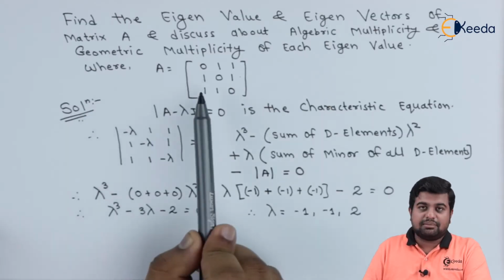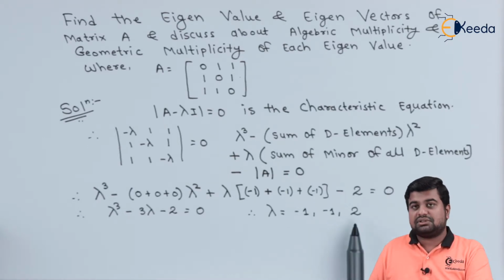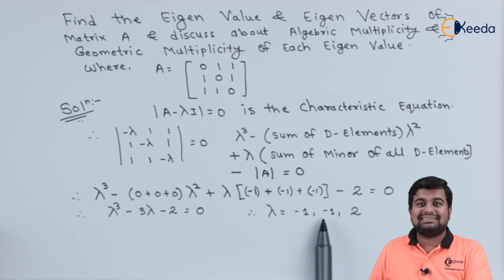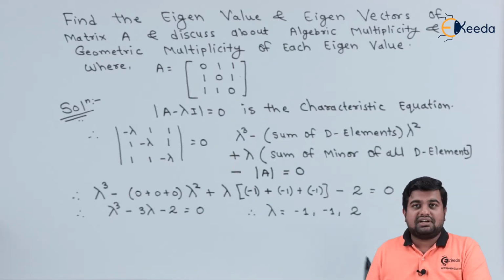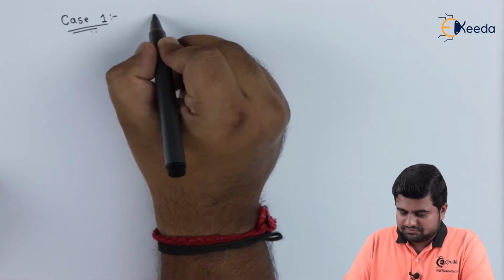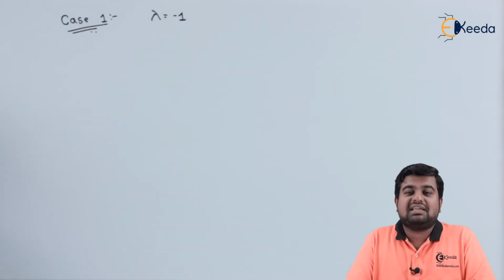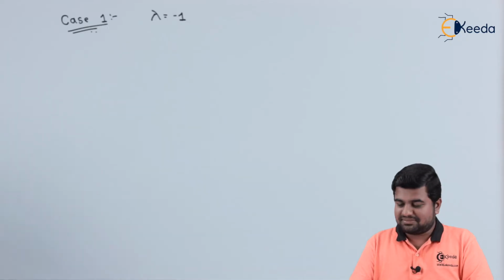That means this is a 3 by 3 square matrix and there will be 3 eigenvalues, minus 1, minus 1, 2, out of which minus 1 is getting repeated twice. So we have got minus 1 and 2 as the eigenvalues of the matrix A. Now let us find out the eigenvectors of the same. Lambda is equal to minus 1 is the first eigenvalue which has been repeated twice. So we say the algebraic multiplicity of lambda equal to minus 1 is 2 because it has got repeated twice.